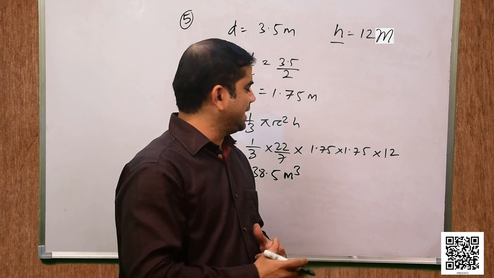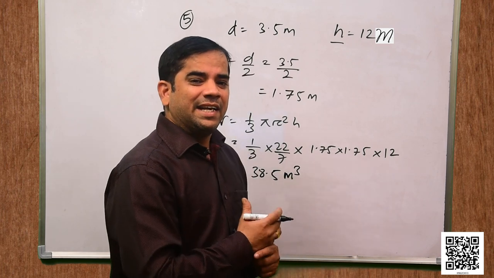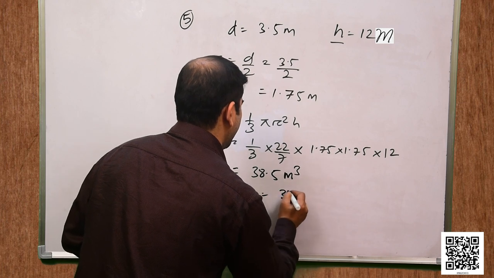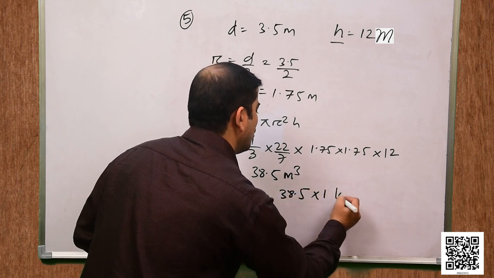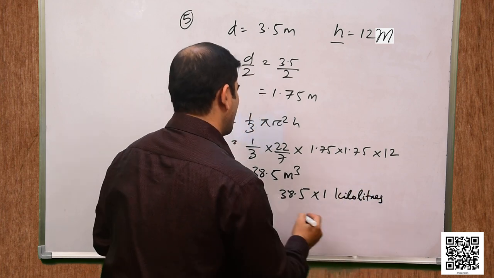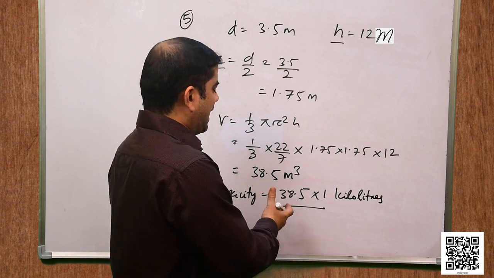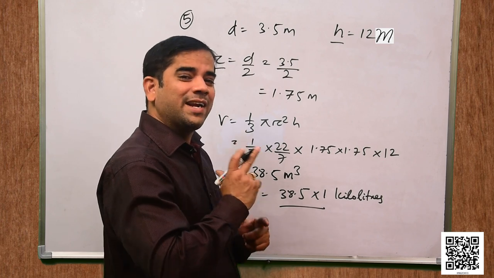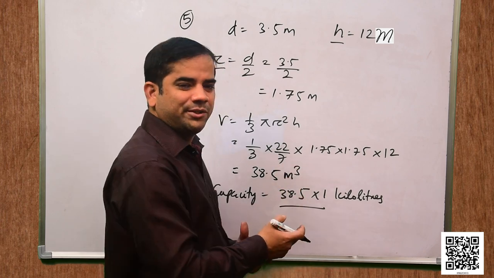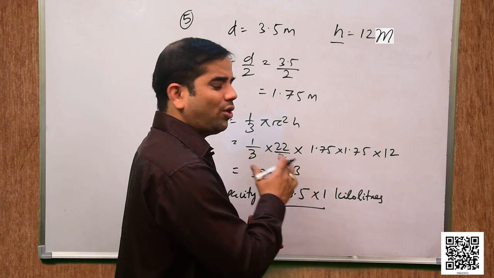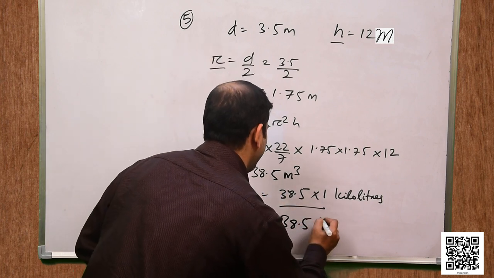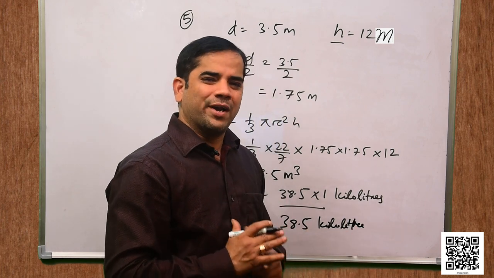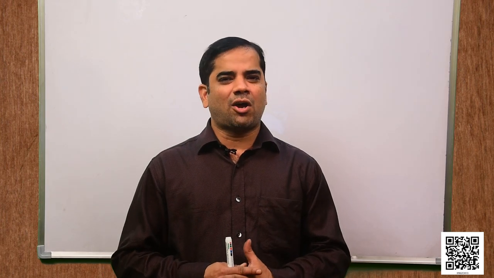Thus, what is the capacity then? So capacity is equal to 38.5 into 1 kiloliter. Why is it so? Why 38.5 into 1? Because 1 meter cube is equal to 1000 liter or 1 kiloliter. That's why 38.5 meter cube is equal to 38.5 into 1 kiloliters. That is 38.5 kiloliter. Okay, hope you understand. Students, let us now solve question number 6.